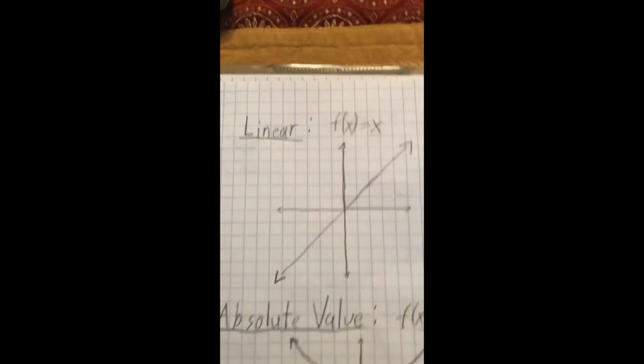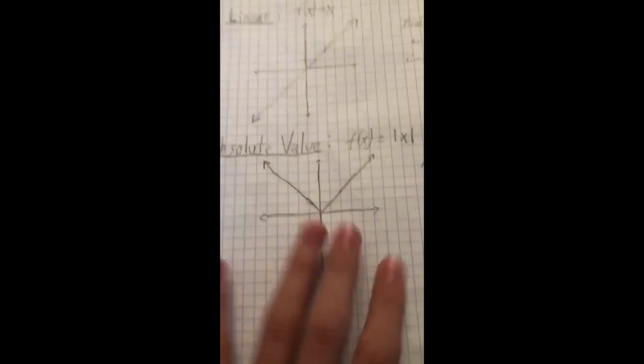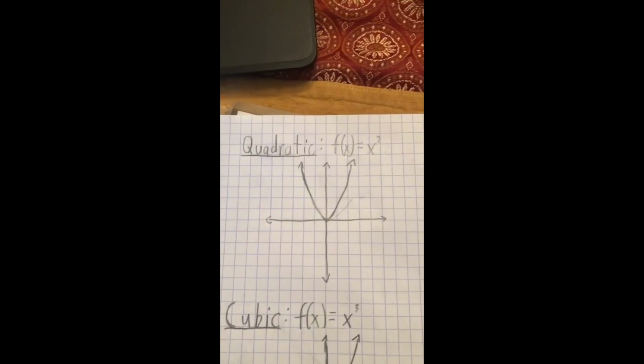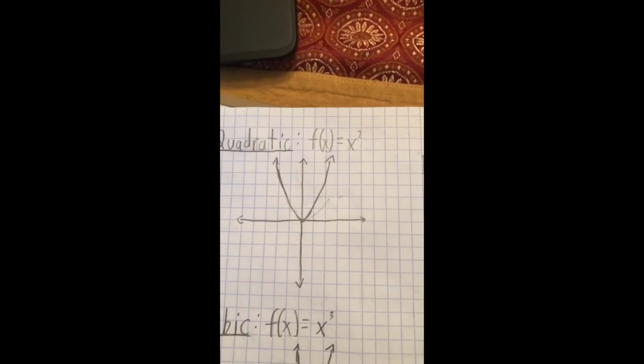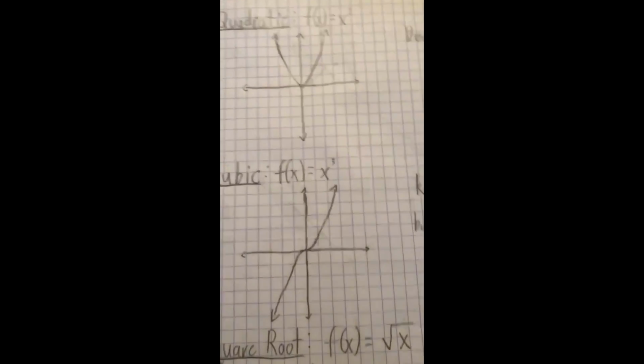equals x. Straight and simple, to the point. Here we got absolute value with absolute value of x. Always positive, no matter what. Here we go. Quadratic, x squared. Double up, daredevil that never backs down. Cubic with x cubed, kind of linear, but just can't keep it straight.